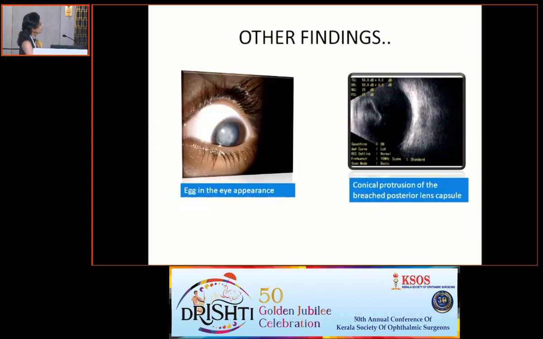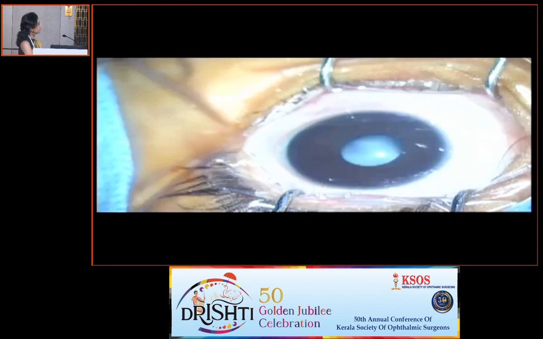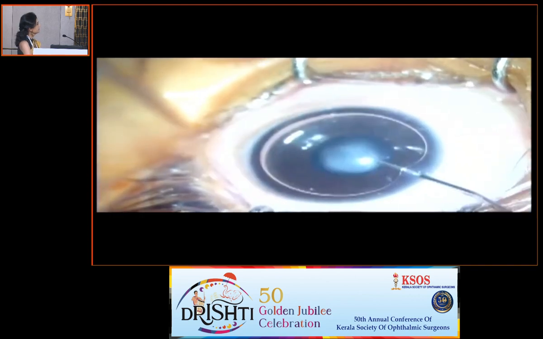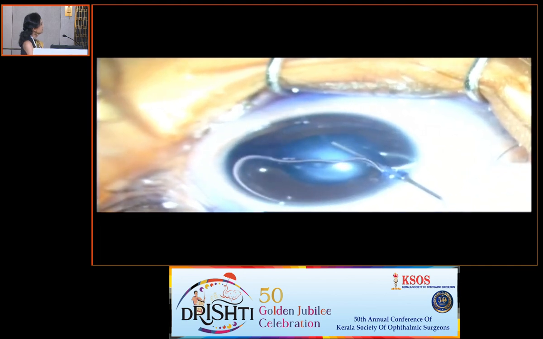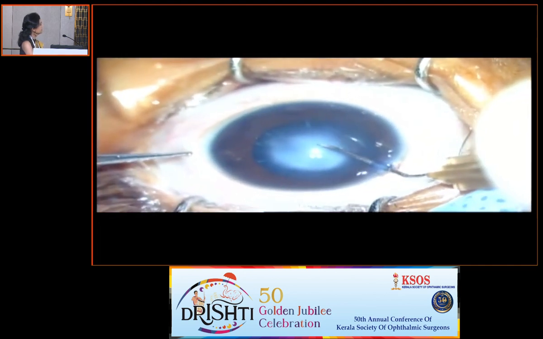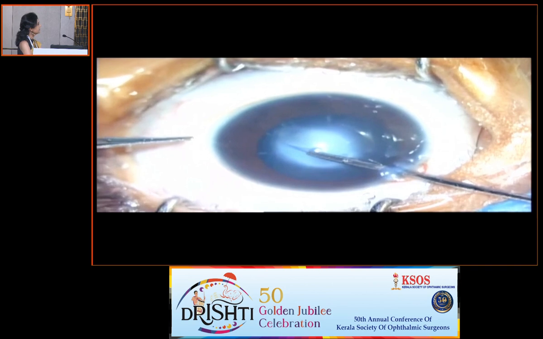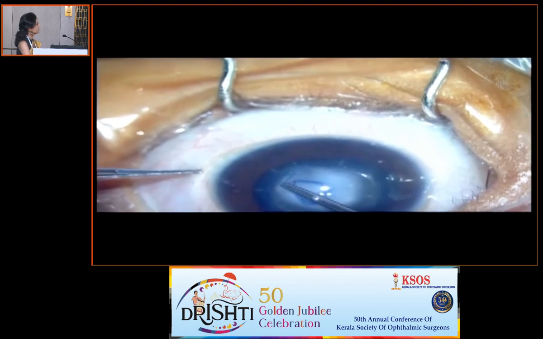Case 2 is that of a child who presented with intermittent exotropia, and a central opacity in the form of an egg-in-the-eye appearance, and ultrasound B scan again showing a conical protrusion of the posterior lens capsule. So suspecting a congenital posterior capsular deficiency, we proceeded with an examination under anesthesia and cataract surgery. Here you can see the cataract was almost near total, and after staining the anterior lens capsule, we are proceeding with the capsulorhexis, again trying to make a relatively smaller rhexis as compared to the usual standards, because we are expecting a posterior capsular defect in this case.